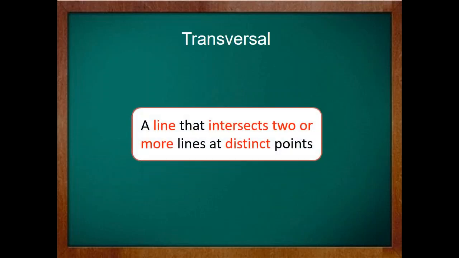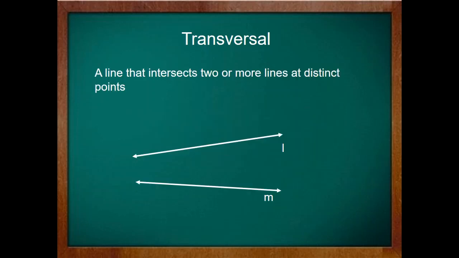A transversal is a line that intersects two or more lines at distinct points. Remember, it's a line that intersects two or more lines at distinct points. Let's try to understand this with an example. Let's say we have two lines L and M, and then there is a line P which intersects lines L and M at two distinct points. Then P is called a transversal.